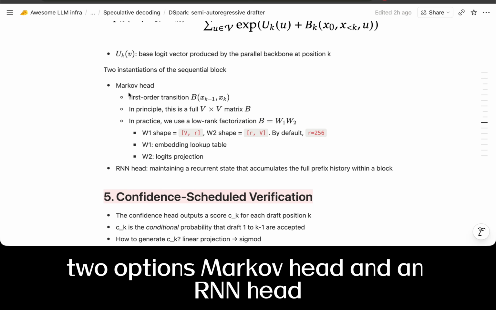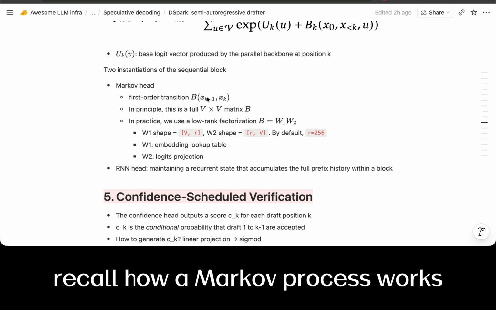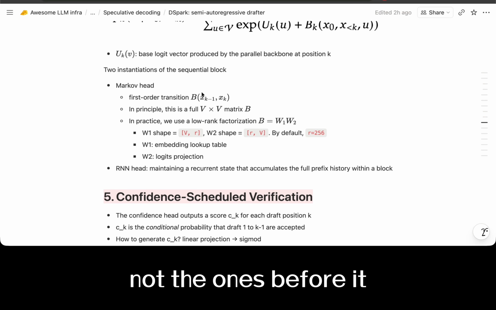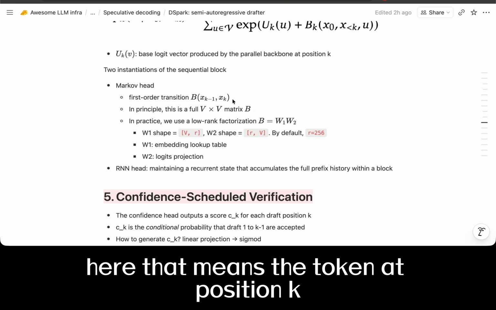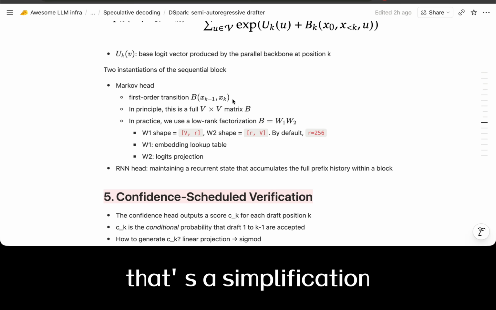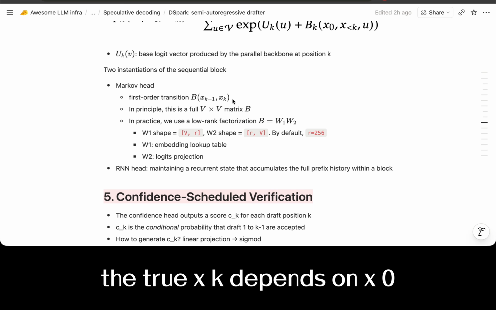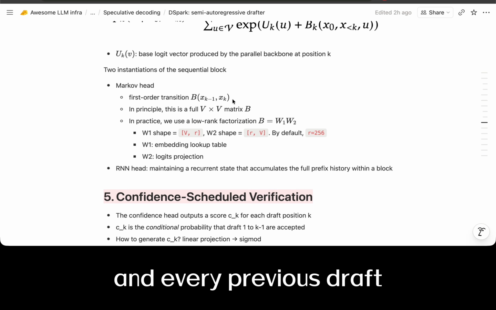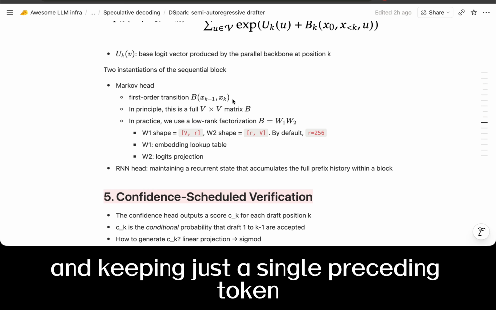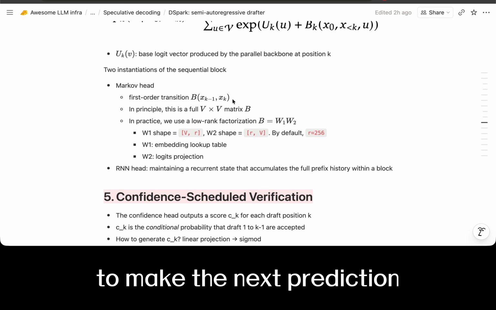Two options: a Markov head and an RNN head. Recall how a Markov process works. The next state depends only on the current state, not the ones before it. Here, that means the token at position k depends only on the token at k-1. That's a simplification, of course. The true x_k depends on x0 and every previous draft. We are deliberately dropping the older context and keeping just a single preceding token to make the next prediction.